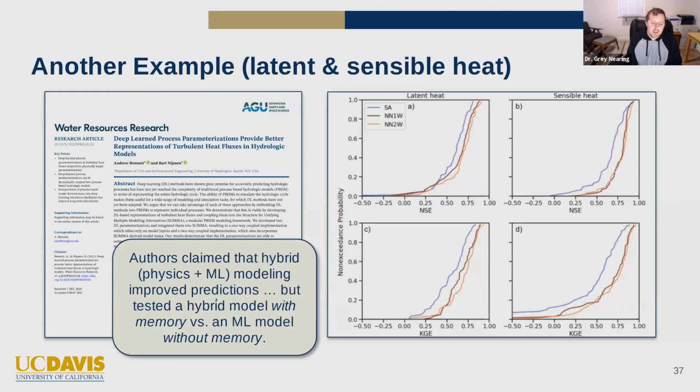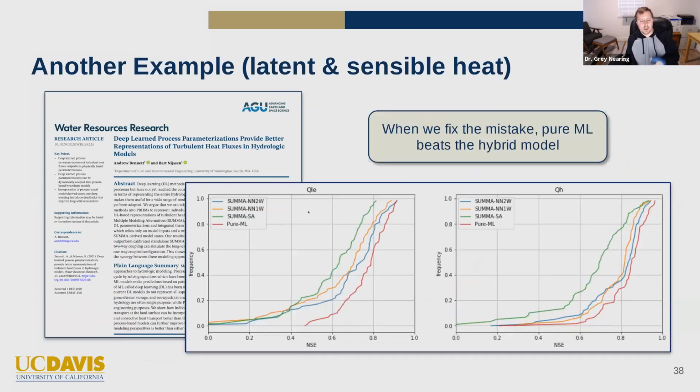What they did is that their pure machine learning model had no memory. It only took instantaneous meteorology to predict instantaneous latent heat flux with no hydrological memory at all, while their physics hybrid model had memory in the form of a soil moisture state. And so the hybrid model, the orange model here, had a distinct advantage. It got more input data than the red model. And so I recently corrected that error and found that pure machine learning can beat their, so this is exactly their same results, but sensible and latent heat flux.